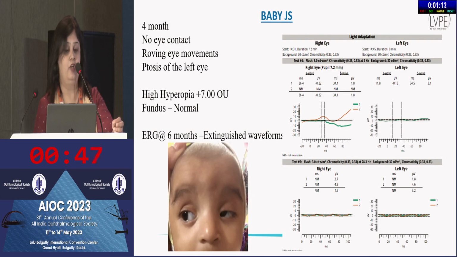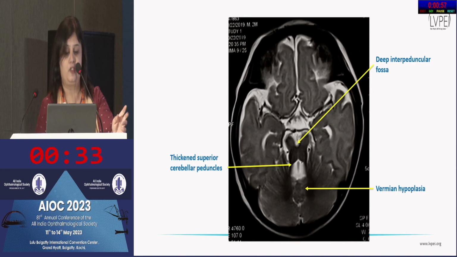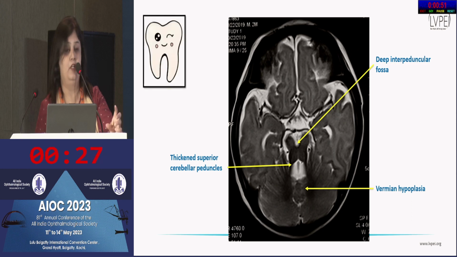Then we move on to another baby. This was a 4-month-old child who had no eye contact and roving eye movements. He had high hyperopia and an extinguished ERG. So clinically, it looks as if we are dealing with something like a Leber's congenital amaurosis. He also had vermian hypoplasia and thickened superior cerebellar peduncles. That is a molar tooth sign, which is very pathognomonic of Joubert syndrome.